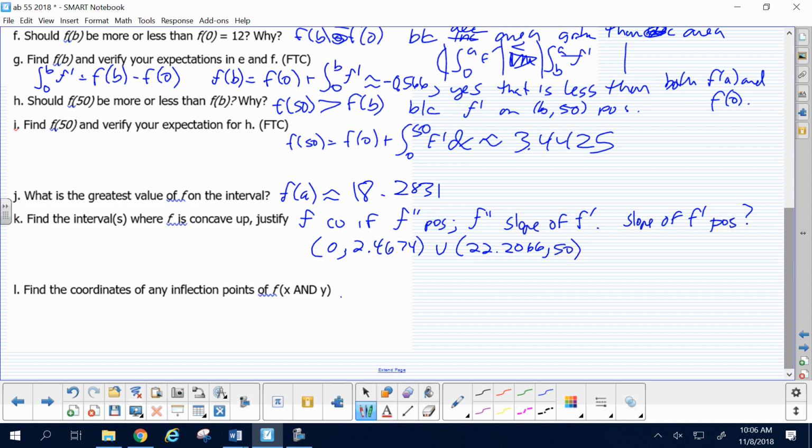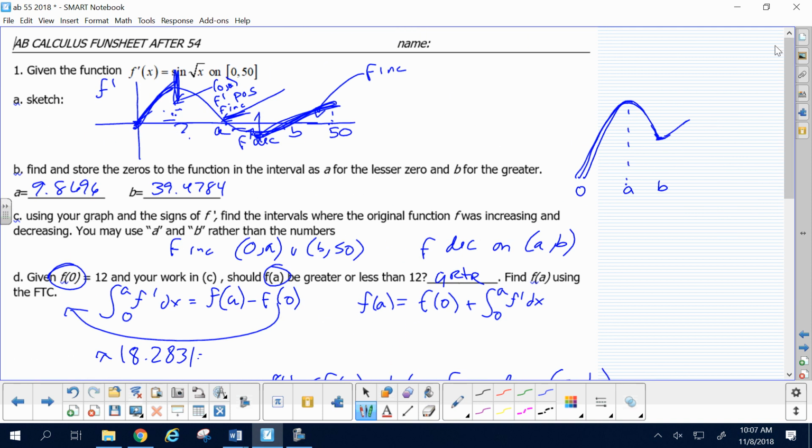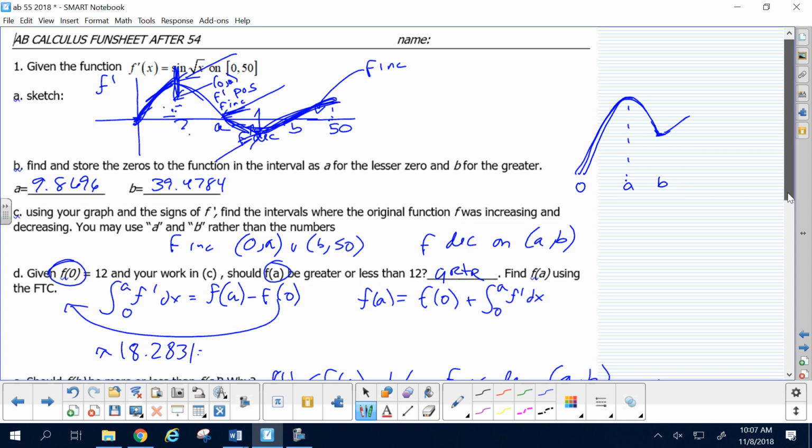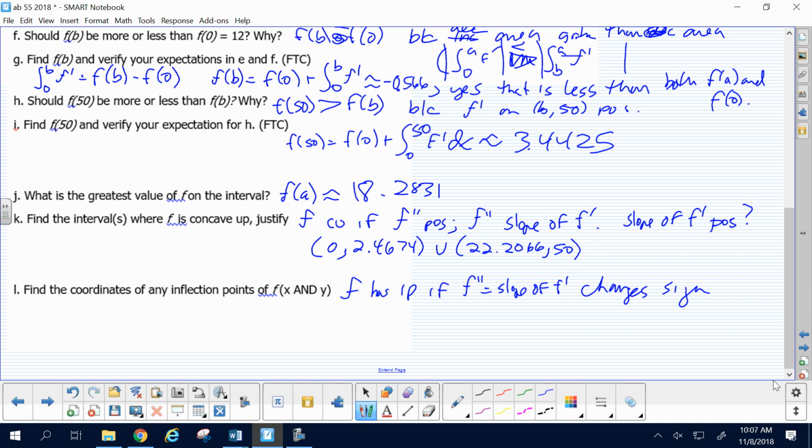Inflection points, big idea of calculus. F has inflection points if f double prime, which equals the slope of f prime, changes sign. Where does the slope of f prime change sign? Well, this is positive, then negative, so that's one. And this is negative, then positive, so that's one. So it's those two points, those extrema points again.